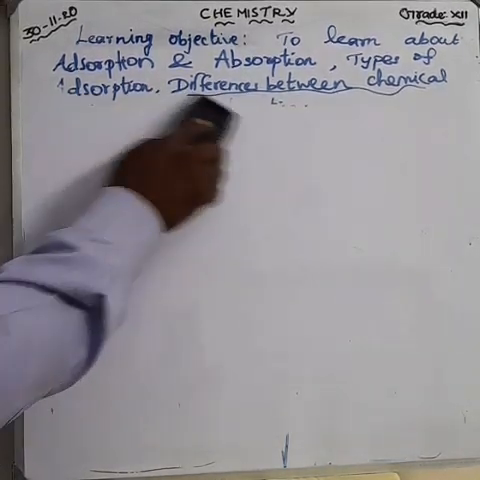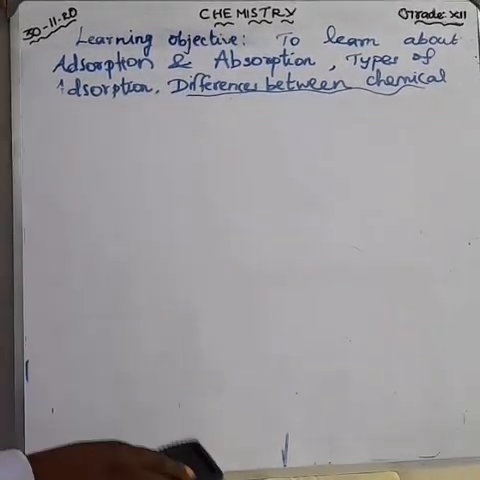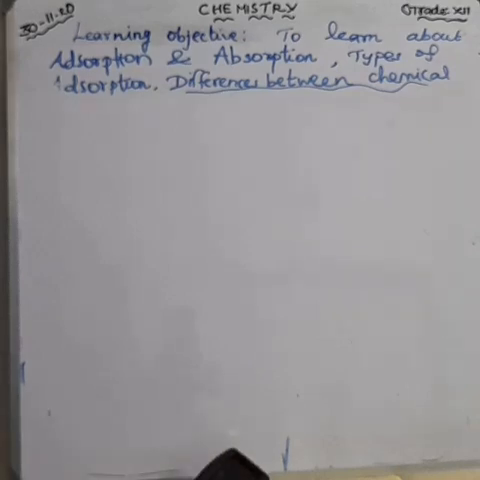About physical and chemical adsorption, the first point: it is very slow in chemical adsorption. It is instantaneous in physical adsorption. What is the second point? It is very specific in chemical adsorption. Physical adsorption is not specific.